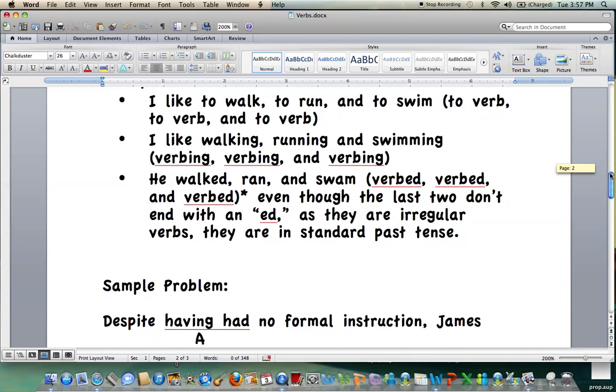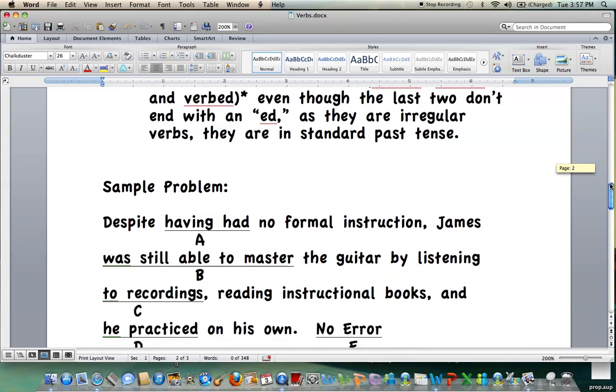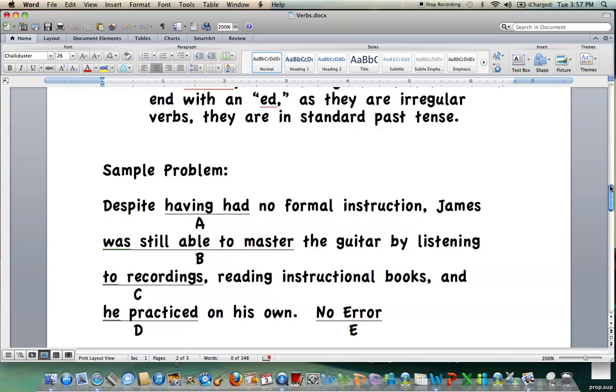Here's your sample problem. I'm going to pull it up and give you a minute to pause here and take a look for your answer. Okay, now that you've come back, let's check our sentence.